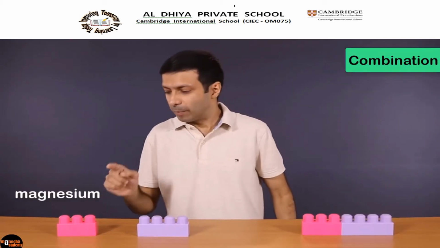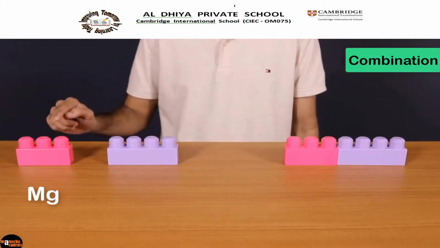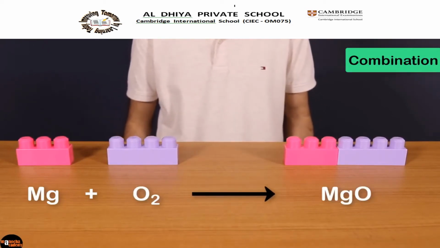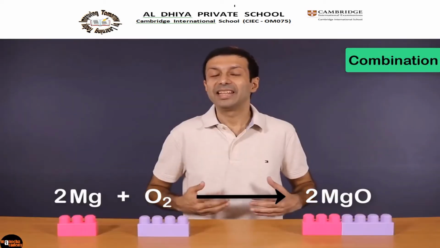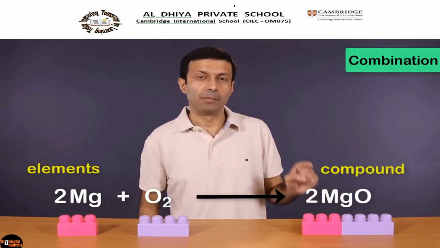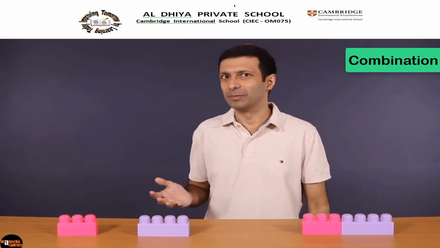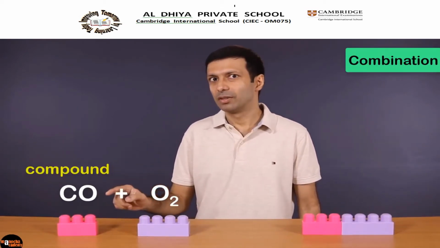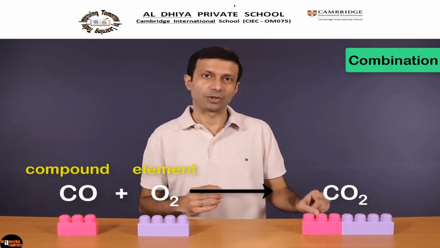Another example is magnesium and oxygen combine to form magnesium oxide. So we have Mg plus O2 giving us MgO. Now let's balance the equation and we get 2Mg plus O2 gives us 2MgO. In these simple examples, the reactants were elements and the product was a compound. But the reactants can also be compounds. Let's take an example. Let's say we have carbon monoxide and oxygen. Carbon monoxide is a compound and oxygen is an element. And when they combine together, we get carbon dioxide.